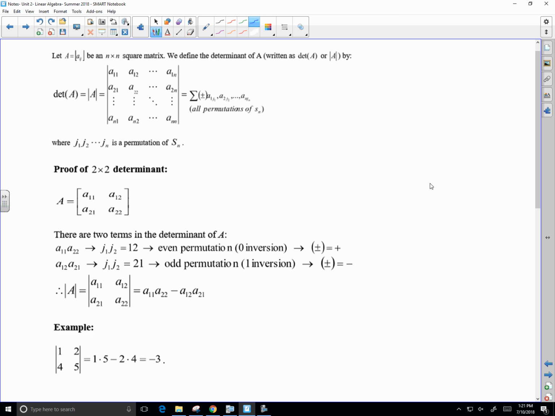The plus or minus a sub 1, j sub 1, a sub 2, j sub 2, and so on. That's the weirdness. But basically, we're talking about different permutations of the j. The j represents the columns that make up your matrix, right? I think my attempt to type a proof here might actually work against me. So let me do it out like this.